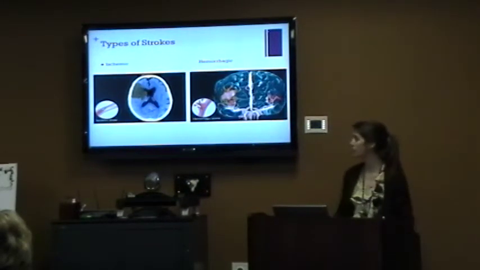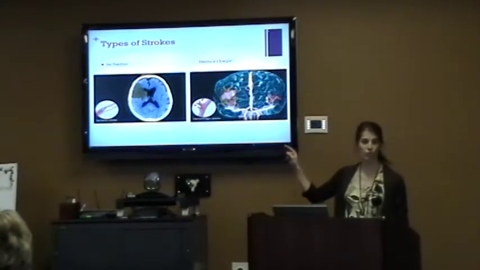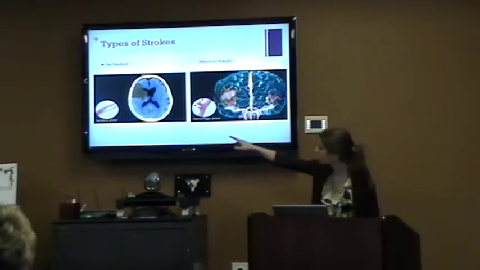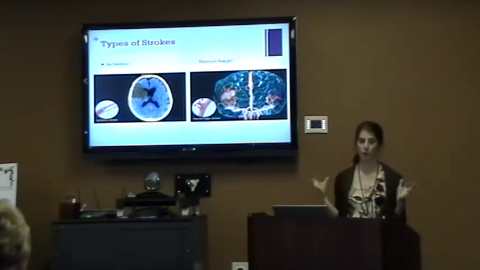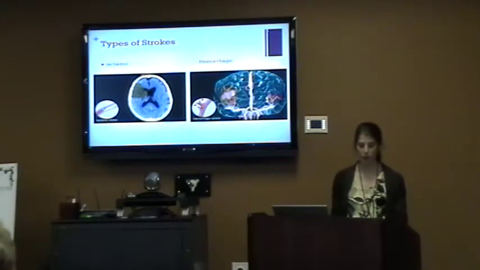So here are the two different types of stroke. There's the ischemic stroke, which is the blood clot, as you can see it as it's traveling through there, and then the hemorrhagic stroke, which is actually when it bursts inside of the brain. The treatments are different for the different types of stroke.